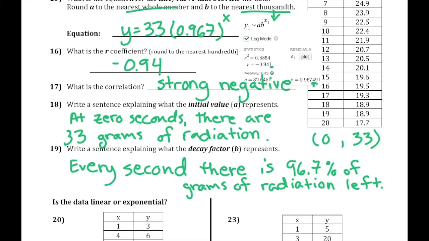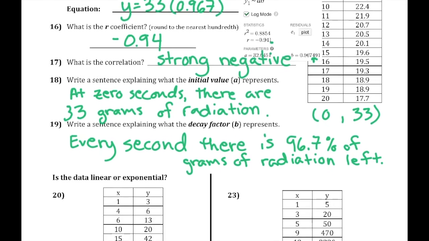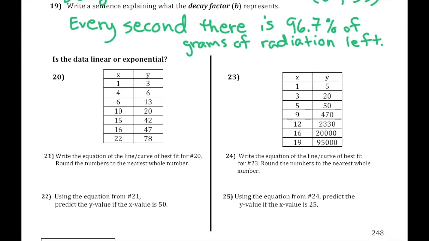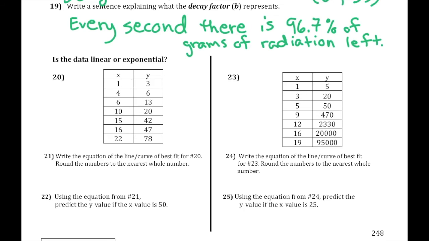Okay, so these last two, numbers 20 and 23, we're going to try to decide if these are linear or exponential. And then we're going to give a little bit more information about them. One thing we could do is take this information, type it into our Desmos calculator and check whether this is linear or exponential. But an easy, quick check, so you don't have to go through that process, is to look and say, what's the change look like?